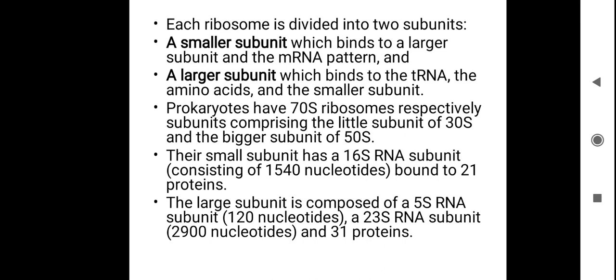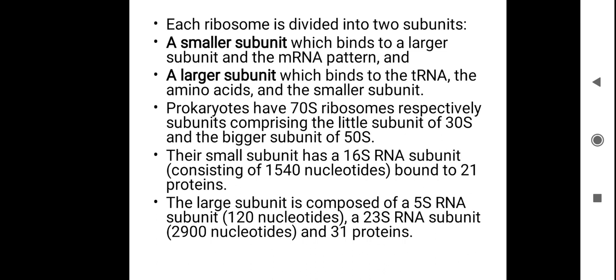Now, the 30S ribosomal subunit is made up of 16S ribosomal RNA, which has approximately 1540 nucleotides, and there is the involvement of 21 different proteins.